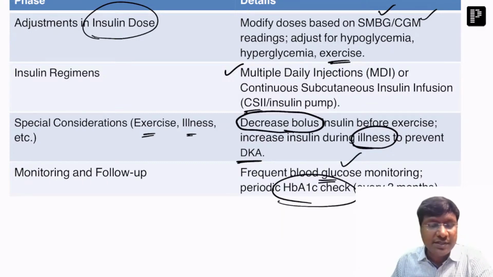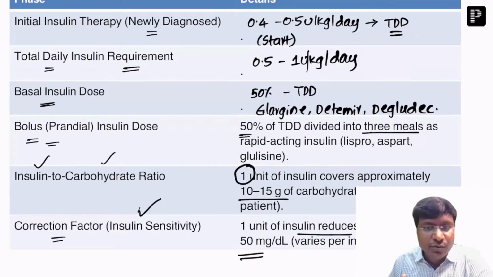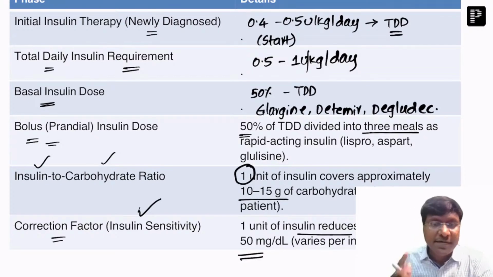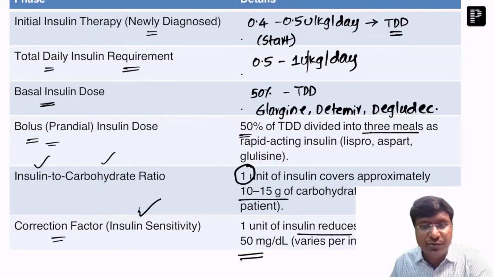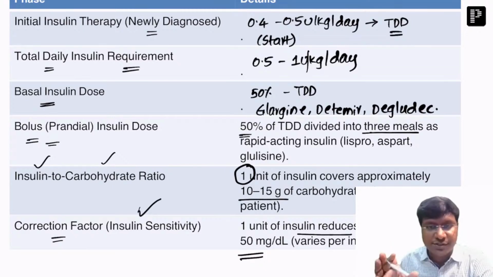So this is about the insulin requirement. I'll repeat the insulin dosage. The starting dose in a newly diagnosed patient will be 0.4 to 0.5 units per kg per day. This will be the total daily insulin dose. But how much is the total daily insulin requirement? That is 0.5 to 1 unit per kg per day, depending upon the glycemic control as well as the lifestyle of the individual. In this total daily dose, 50% should be basal and 50% should be bolus.